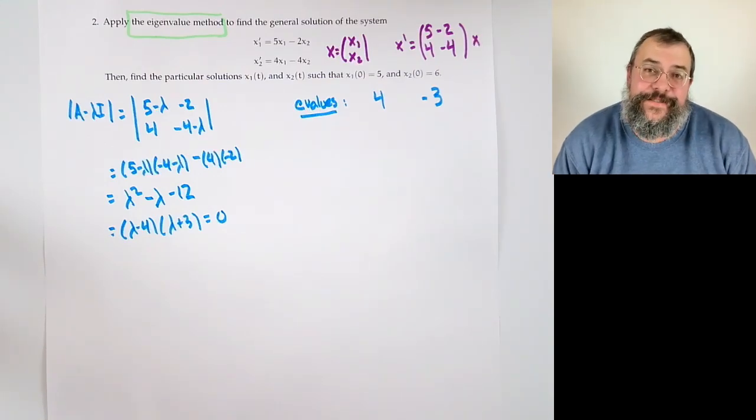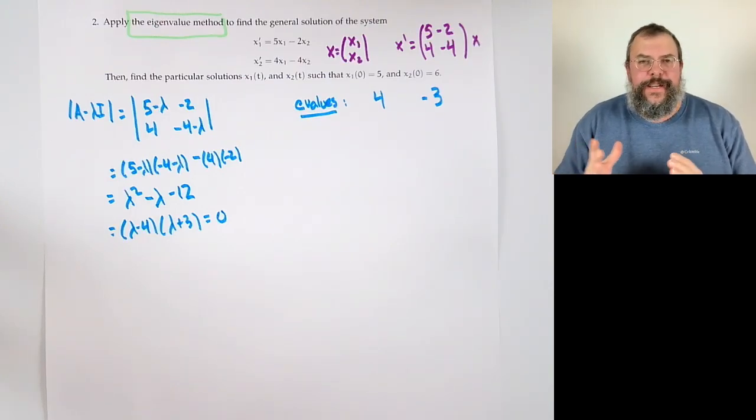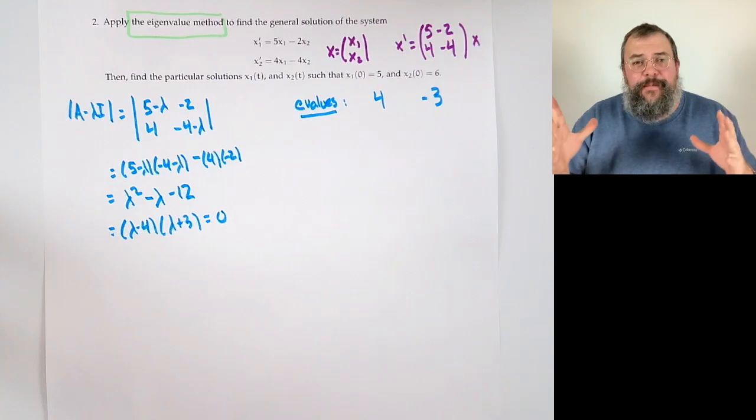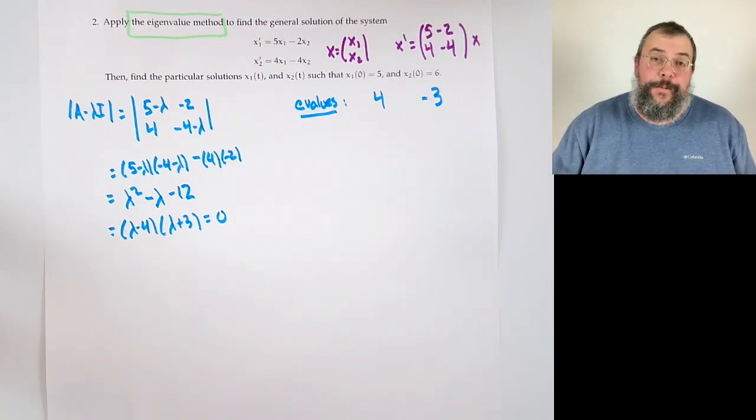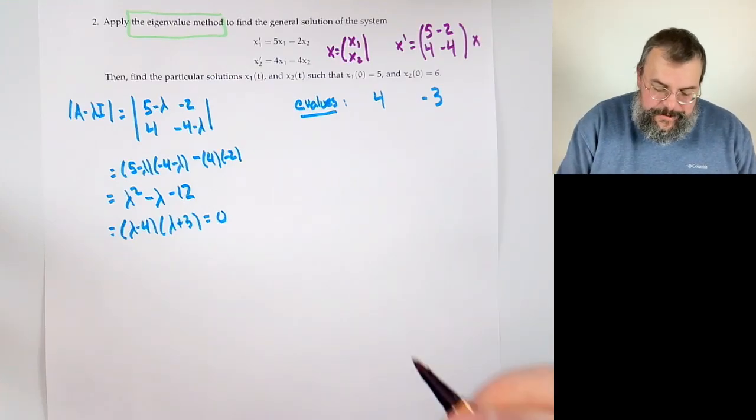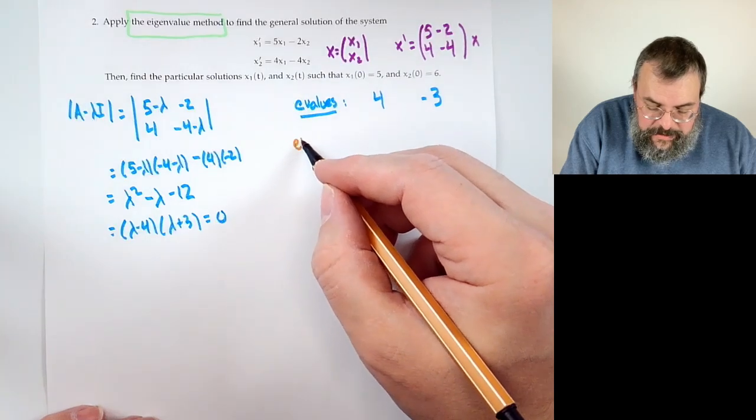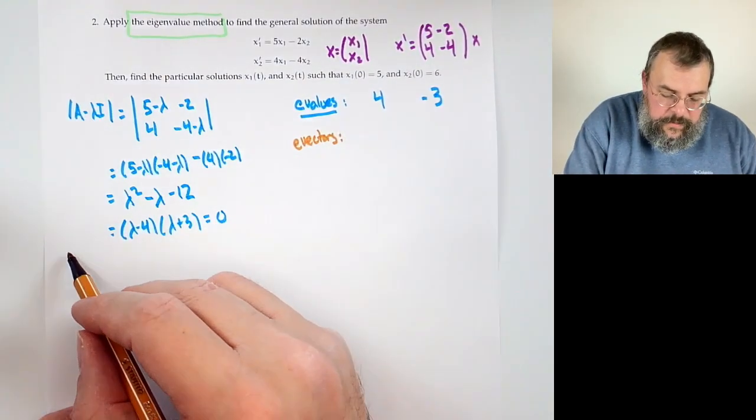Well, it's called the eigenvalue method, but it's really the eigenvalue/eigenvector method. And they thought, boy, that's a long name. And so they left out the eigenvector when they were describing the method. So we've got more work to do. We've got to find our eigenvectors. Okay, so here we go. It's going to be a good time. So let's work through it.